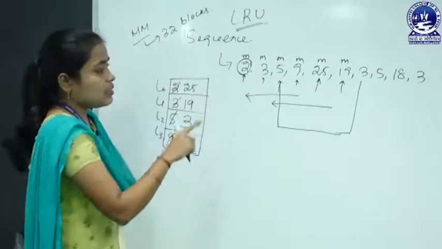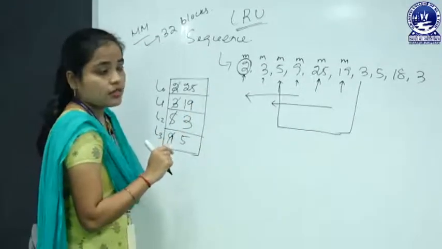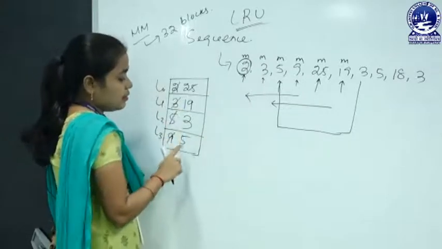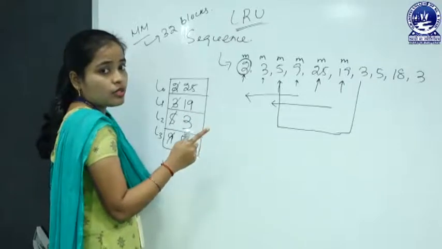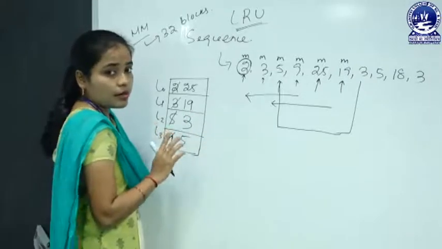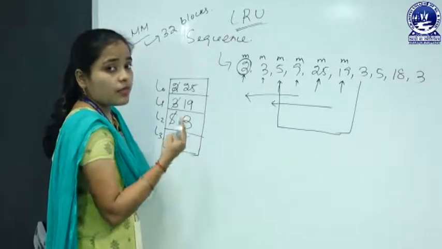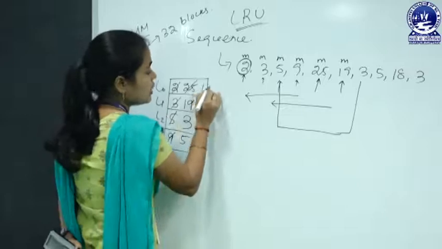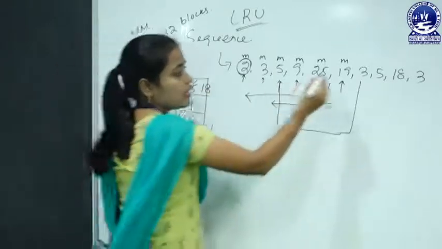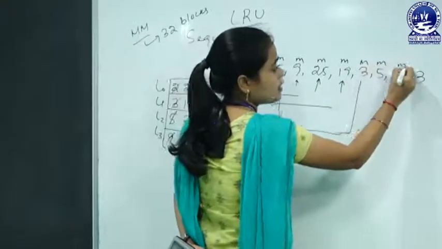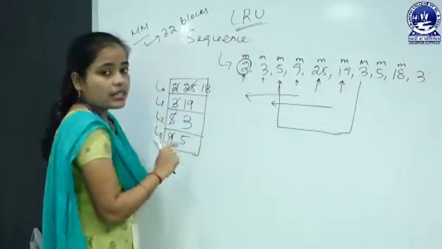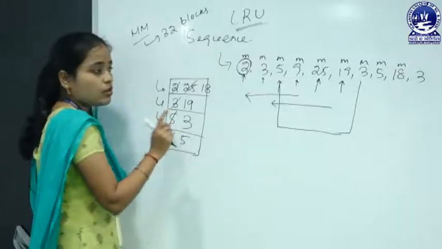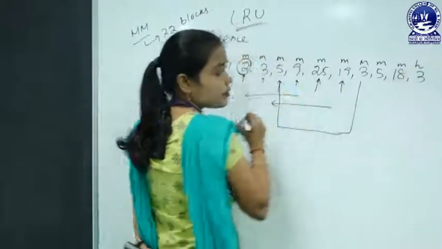Then next one is 18. So 18 is the next block which we have to map into the cache memory. Then which block will be replaced? The 25th block will be replaced, and 18 is placed here. Then 3, and these are all cache misses. Okay. Then next 3 comes. So here 3 is present, so that is a hit.